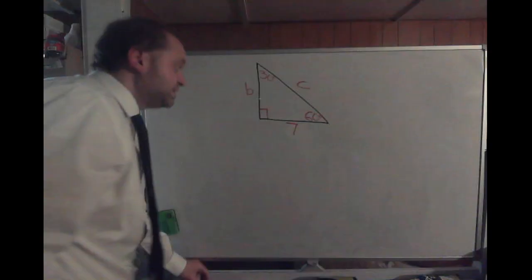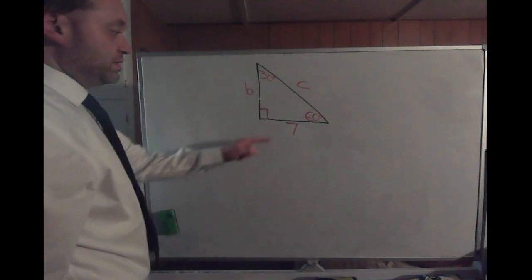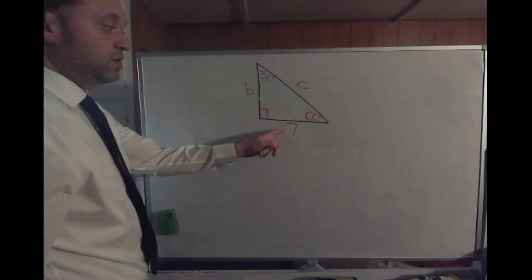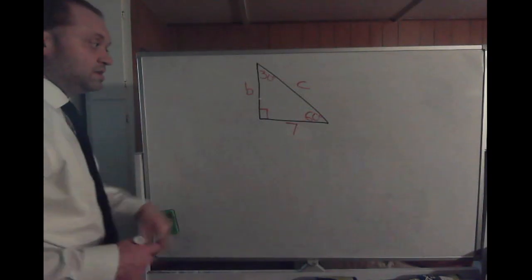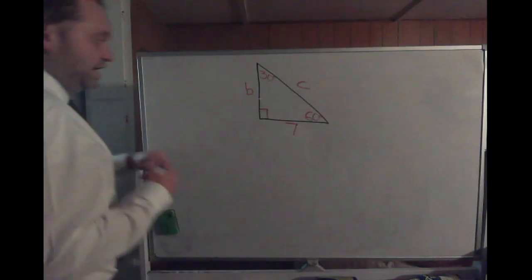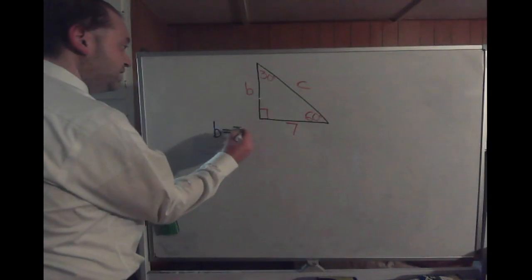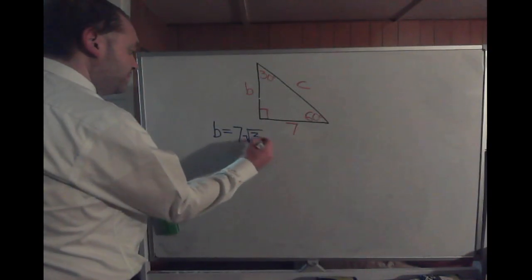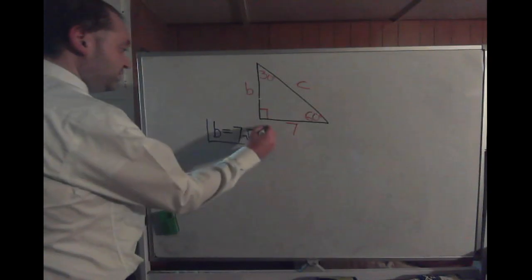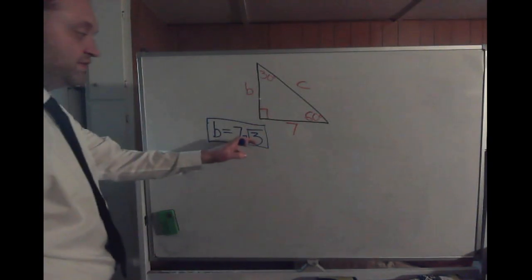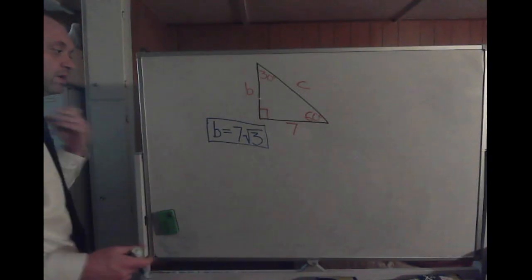Well, if we notice something here, the length of this leg across from the 30-degree angle has length 7. So then the length of the longer leg, leg B, is going to be equal to 7 times the square root of 3. So it's literally, you take the length of the shorter leg, multiply it by the square root of 3, you get 7 times the square root of 3 for the longer one.